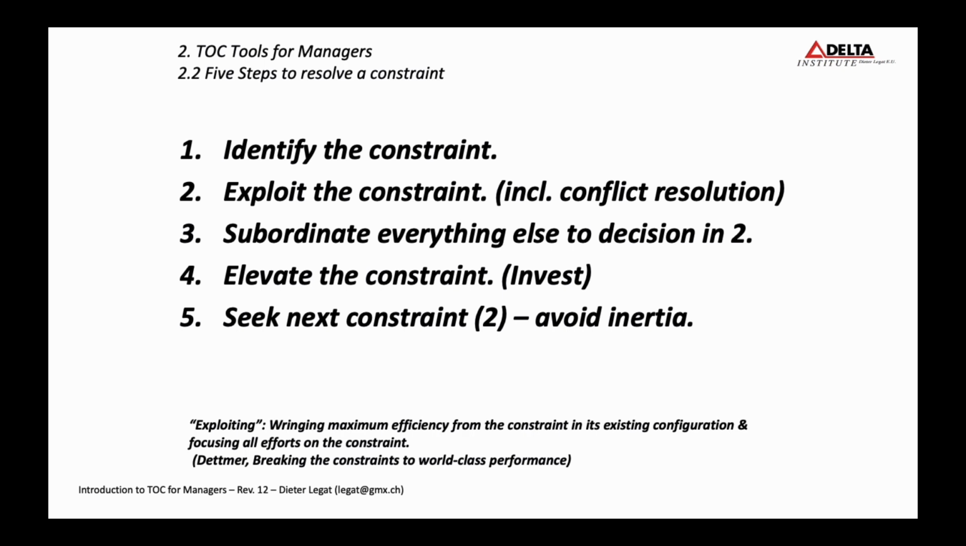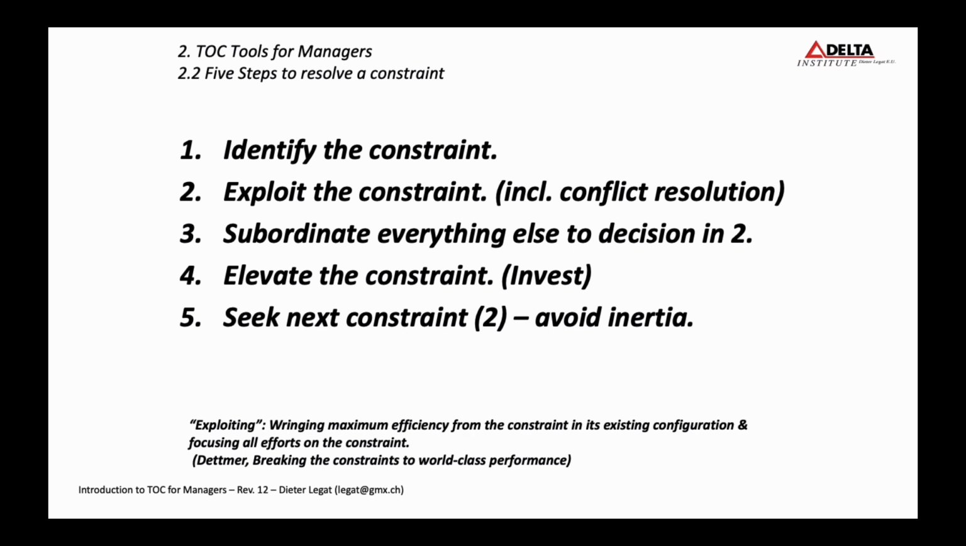Step 2, exploit the constraint. Do not invest to resolve in this step. Wring maximum performance out of the constraint. Reorganize, redefine whatever element you are working on and that appears to be the constraint, so that in that element flow increases. You may first need to resolve a conflict.